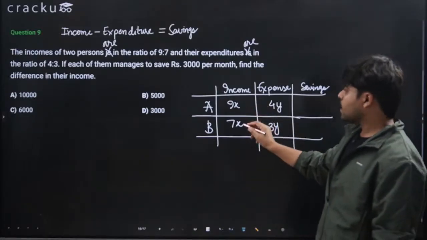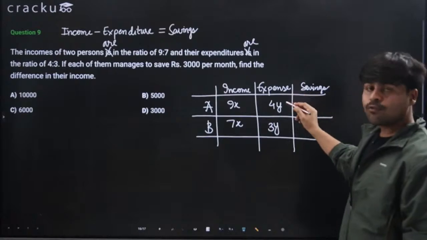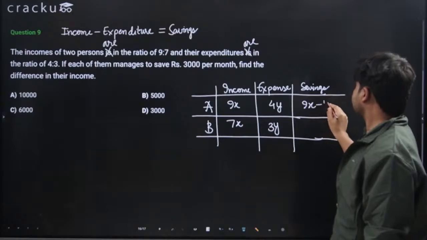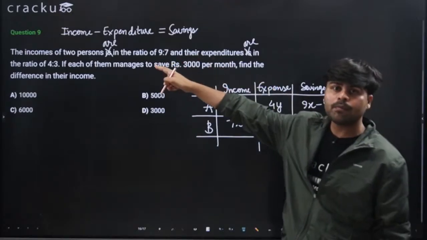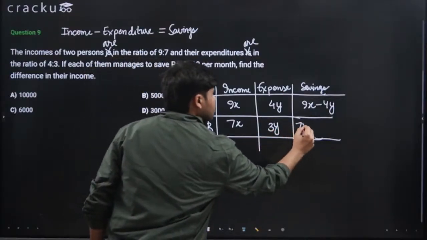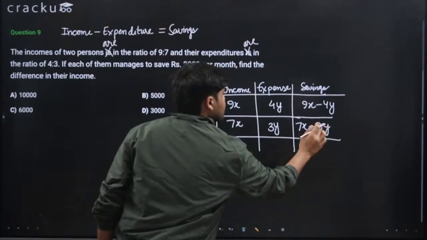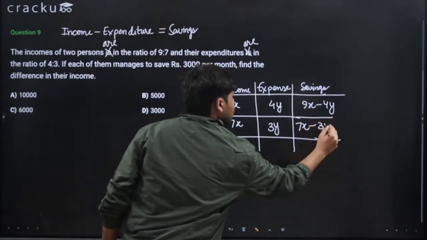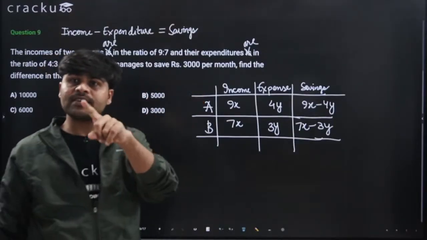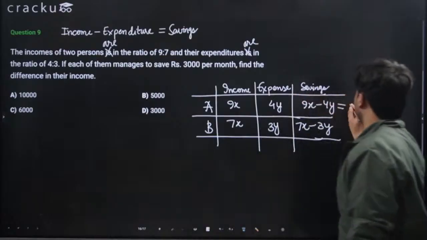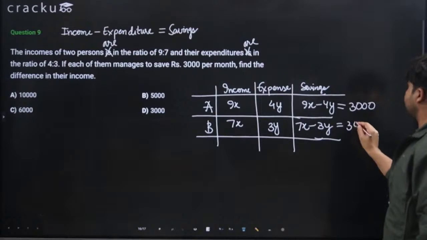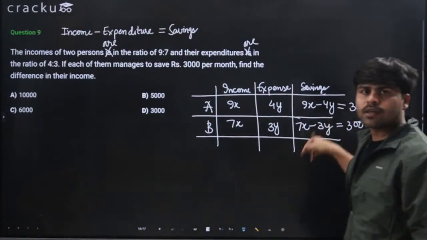Okay. So the incomes are 9:7 and the expenditures are 4:3. So what is the saving? The saving will be 9x minus 4y, because again saving is equal to income minus expenditure. So the saving will be 9x minus 4y here and 7x minus 3y here. We are told that both people are saving 3000 rupees. So this is equal to 3000, and this is also equal to 3000.